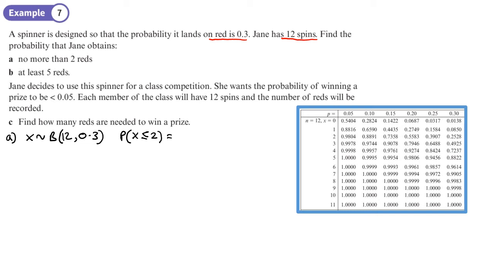Now I've got the table here, so rather than use our calculator, we can just read off the values from this column. Less than or equal to 2, I can see it here, 0.2528. You can also get that from your calculator. So that's the value that we use for part A. 0.2528.